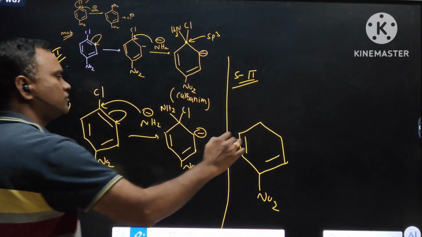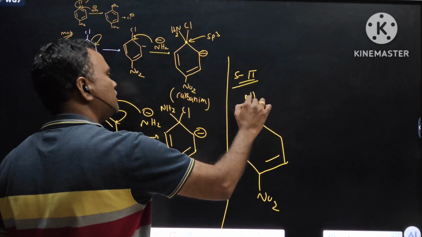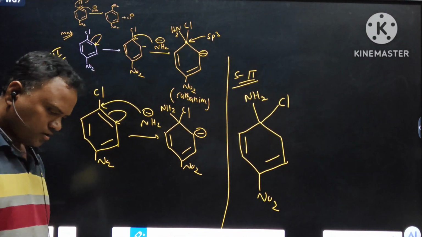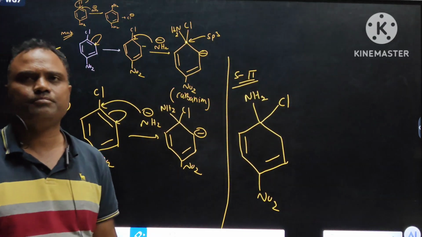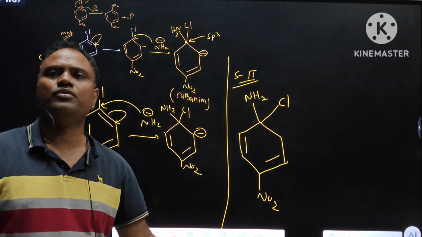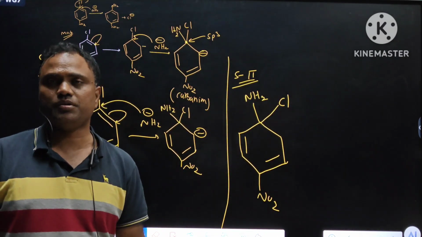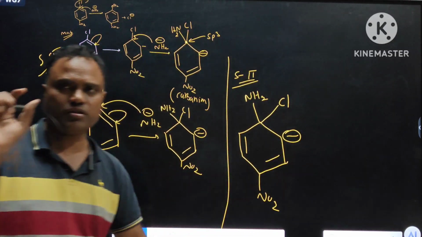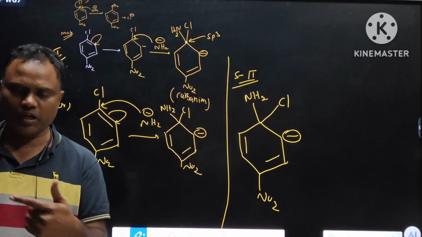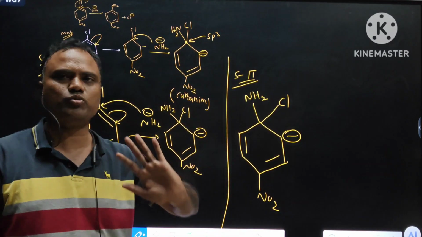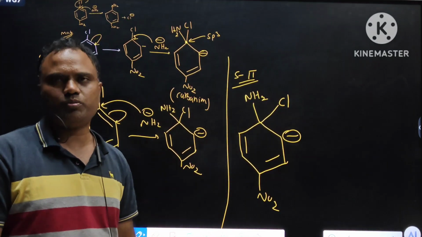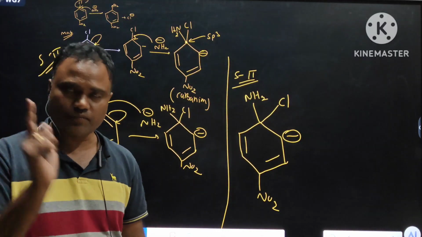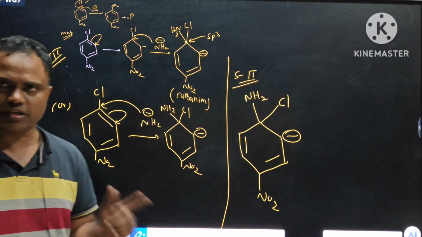And one more point. I said that we know the reason why the presence of strong minus M in ortho and in para is a must. Why? Look at this. First we wrote one statement: aryl halides, when strong minus M groups are present in the ortho position or para position only, undergo nucleophilic substitution reaction. Why? See the reason for that statement.